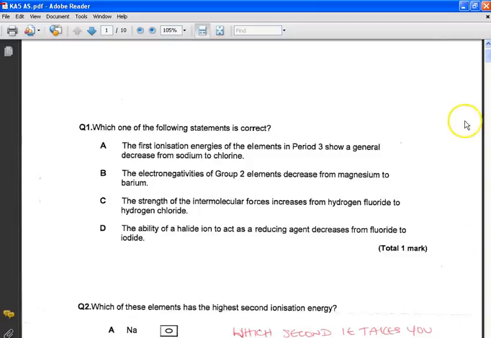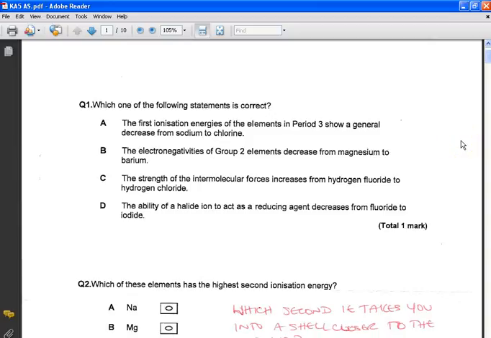Okay, looking at Ka5, going to go through each question. You've got your Ka5 back, and today I will give you a copy of the mark scheme. I forgot to give it to you yesterday. And you've got follow-up questions to be working on.